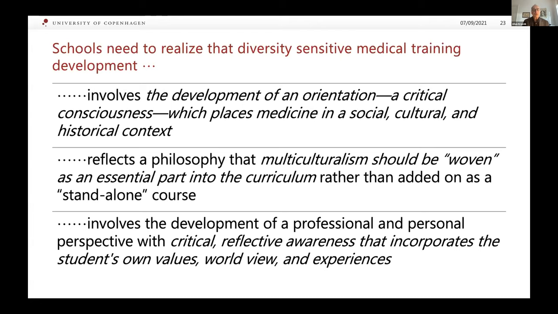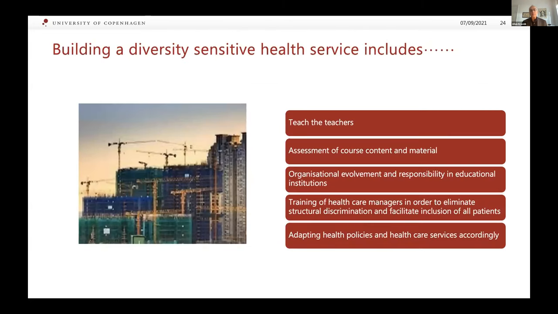The development should reflect a philosophy that multiculturalism should be woven as an essential part into the curriculum rather than added on as a standalone course. And finally, that it involves the development of a professional and personal perspective with critical, reflective awareness that incorporates the student's own values, worldview, and experiences. The steps forward are many, and some of them are quite challenging.